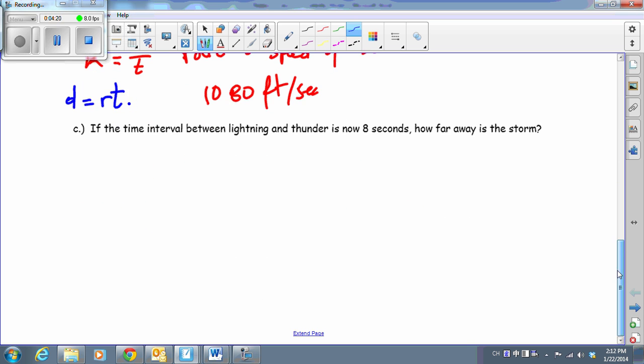Let's go ahead and look at C. If the time interval between lightning and thunder is now 8 seconds, how far away is the storm? Here, all I've got to do is substitute the time with 8 seconds. If I substitute it and solve, I will have the distance is equal to 8640, and this time it is in feet.